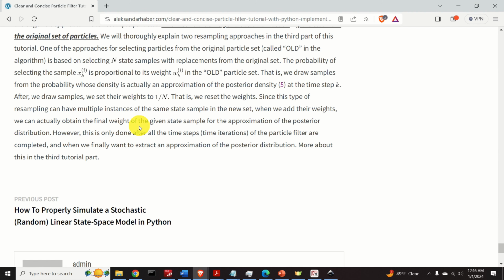One of the approaches for selecting particles from the original particle set is based on selecting N state samples with replacement from the original set. The probability of selecting the sample x k with the index i is proportional to its weight, w k with the index i, in the old particle set. That is, we draw samples from the probability whose density is actually an approximation of the posterior density at the time step k. After we draw samples, we set their weights to 1 over N. That is, we reset the weights.